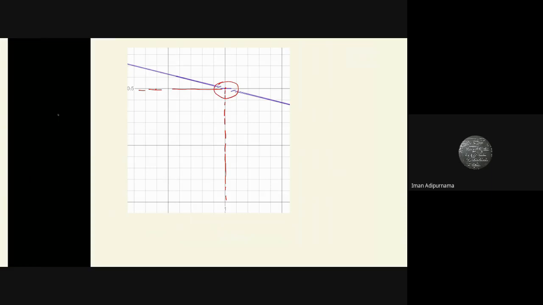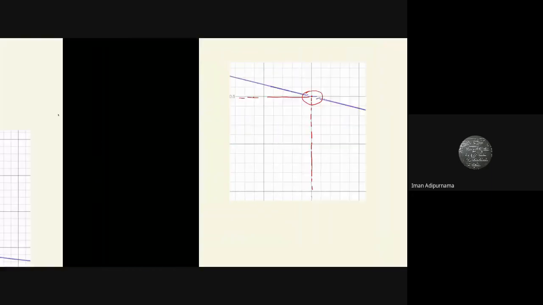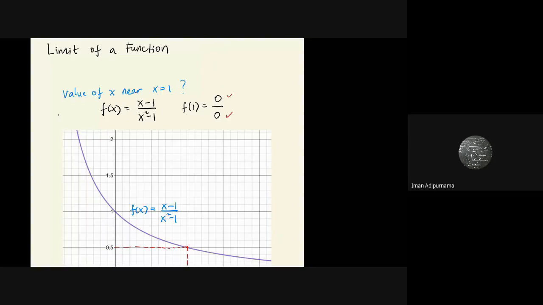Exactly at this point, there is something going on. That is when we try to plug in 1, and in our function we get the 0 over 0 situation, which is undefined. If you have 1 over 0, you can have positive infinity, right? But when you have 0 over 0, you say it's undefined. Infinity and undefined are conceptually different.